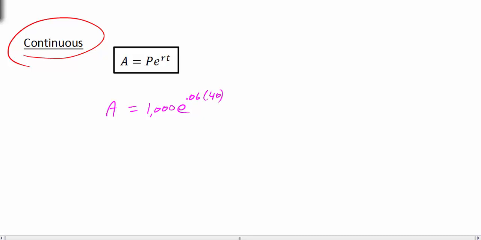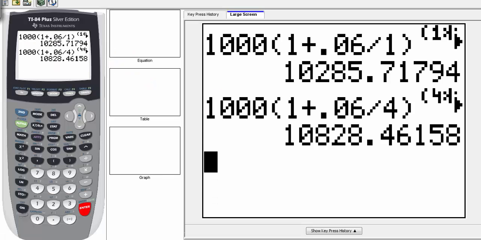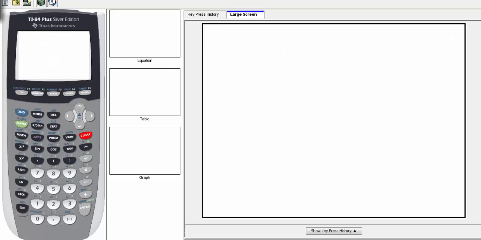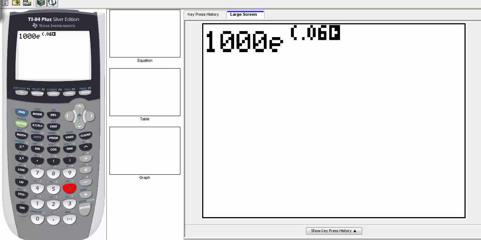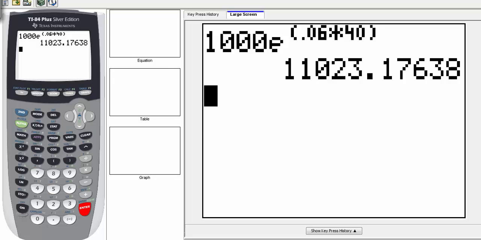So if we enter this into the calculator, we would type in 1,000. And I'm going to hit second function, and down here at the left we get this e to the x, so that's 1,000 times e raised to the, and depending on the calculator, make sure you put parentheses here, 0.06 times the 40 years and close your parentheses. And we get 11,023 and 18 cents.